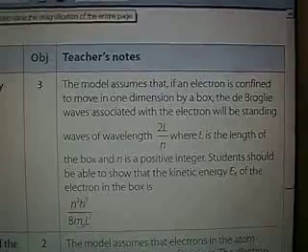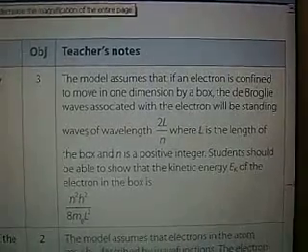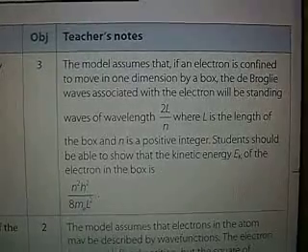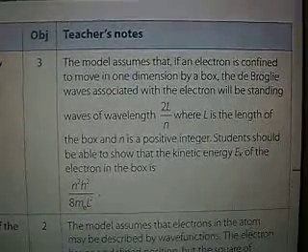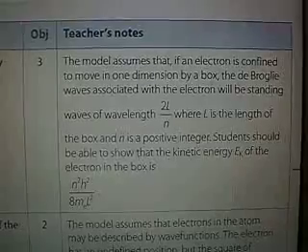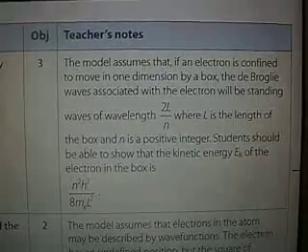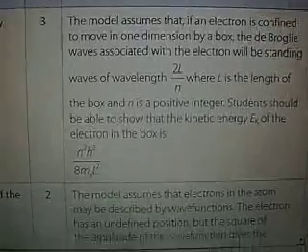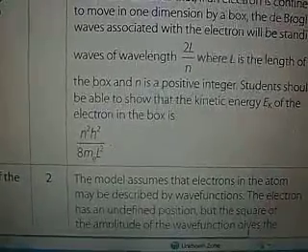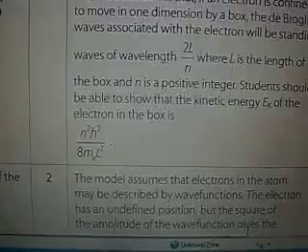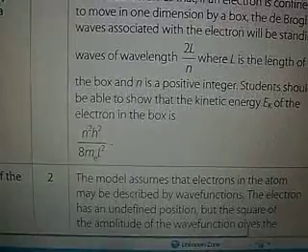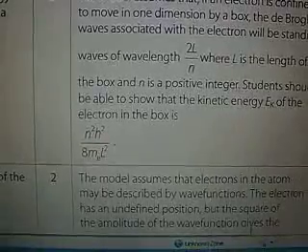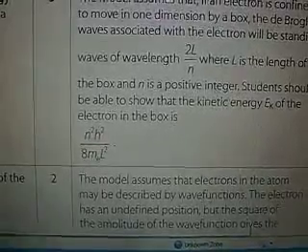The de Broglie waves associated with the electron will be standing waves of wavelength 2L over n. We've done that, I showed that to you, but it says here that the student should be able to show that the kinetic energy E_K of the electron in the box is equal to n squared h squared over 8 times the mass of the electron times the length of the orbit squared, or the length of the wave squared.